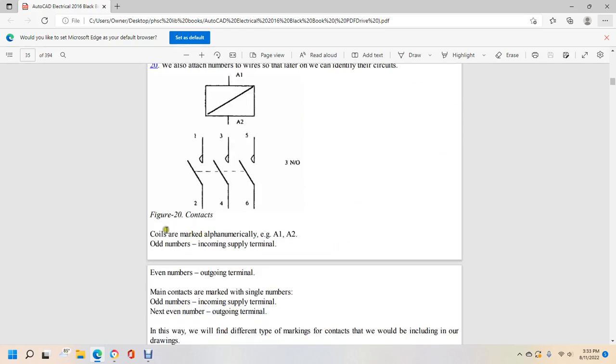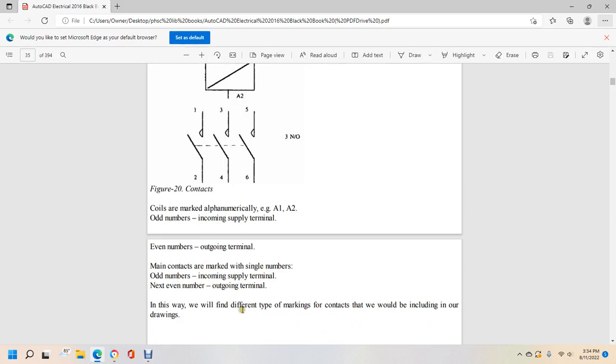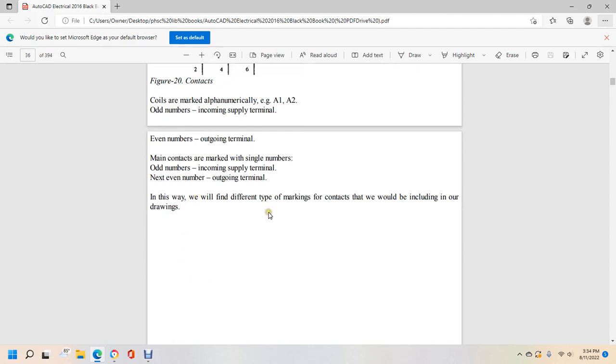Figure 20 shows the contacts for the coils are labeled alphabetically A1, A2, odd numbers including supply terminals, even numbers outgoing terminals, and main contacts marked with a single number. Odd numbers include supply terminals. Next, even numbers are outgoing terminals. In this way, we find different types of markings on the contacts that we would include in our drawings.